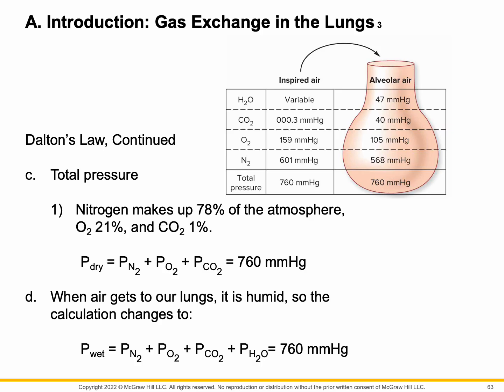But in the alveolar air, the air inside the lungs, the water is going to be 47 millimeters of mercury, so it's more wet. Carbon dioxide is 40 millimeters of mercury. Oxygen is 105. Nitrogen is 568. And then if you total all of that up in the alveoli, the total pressure there would be 760.